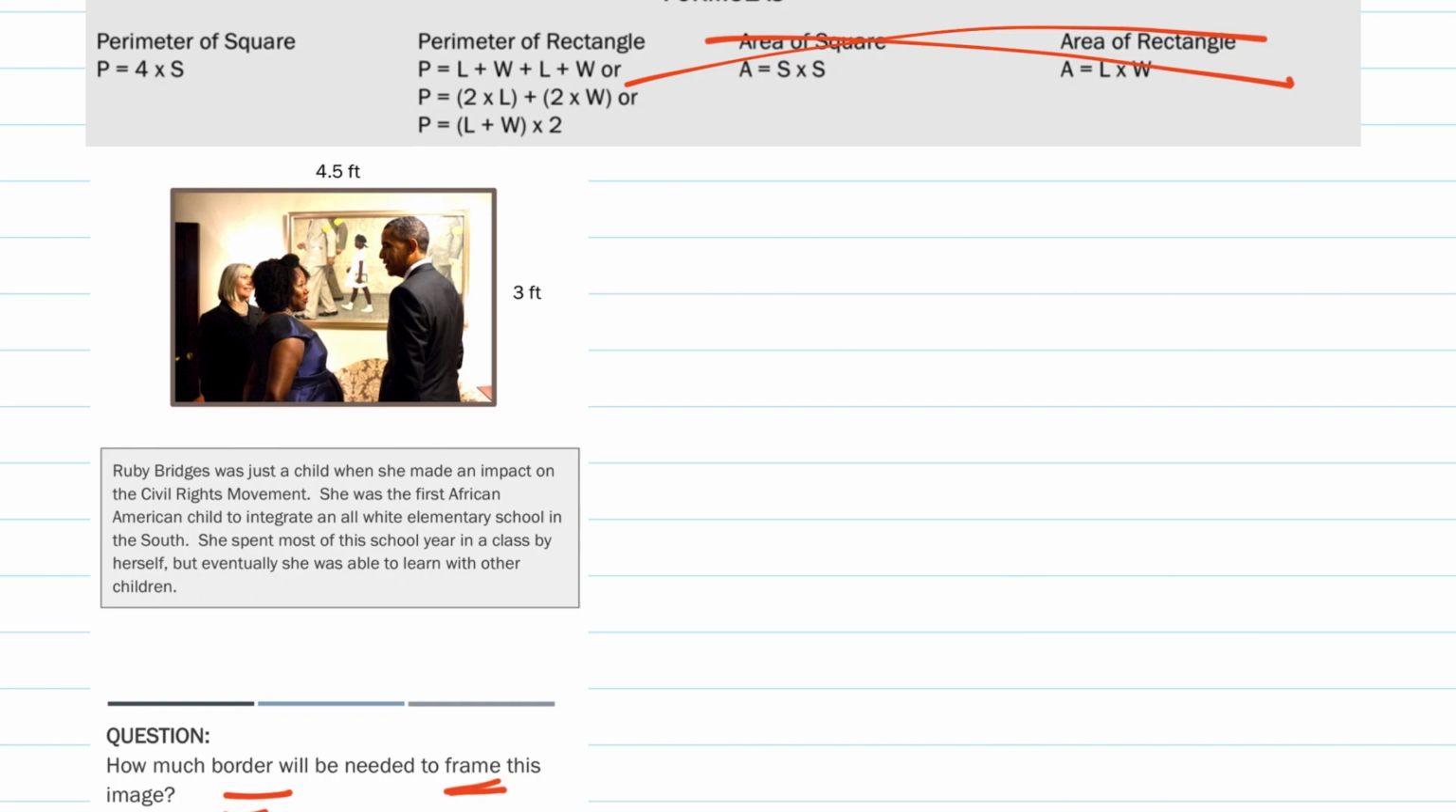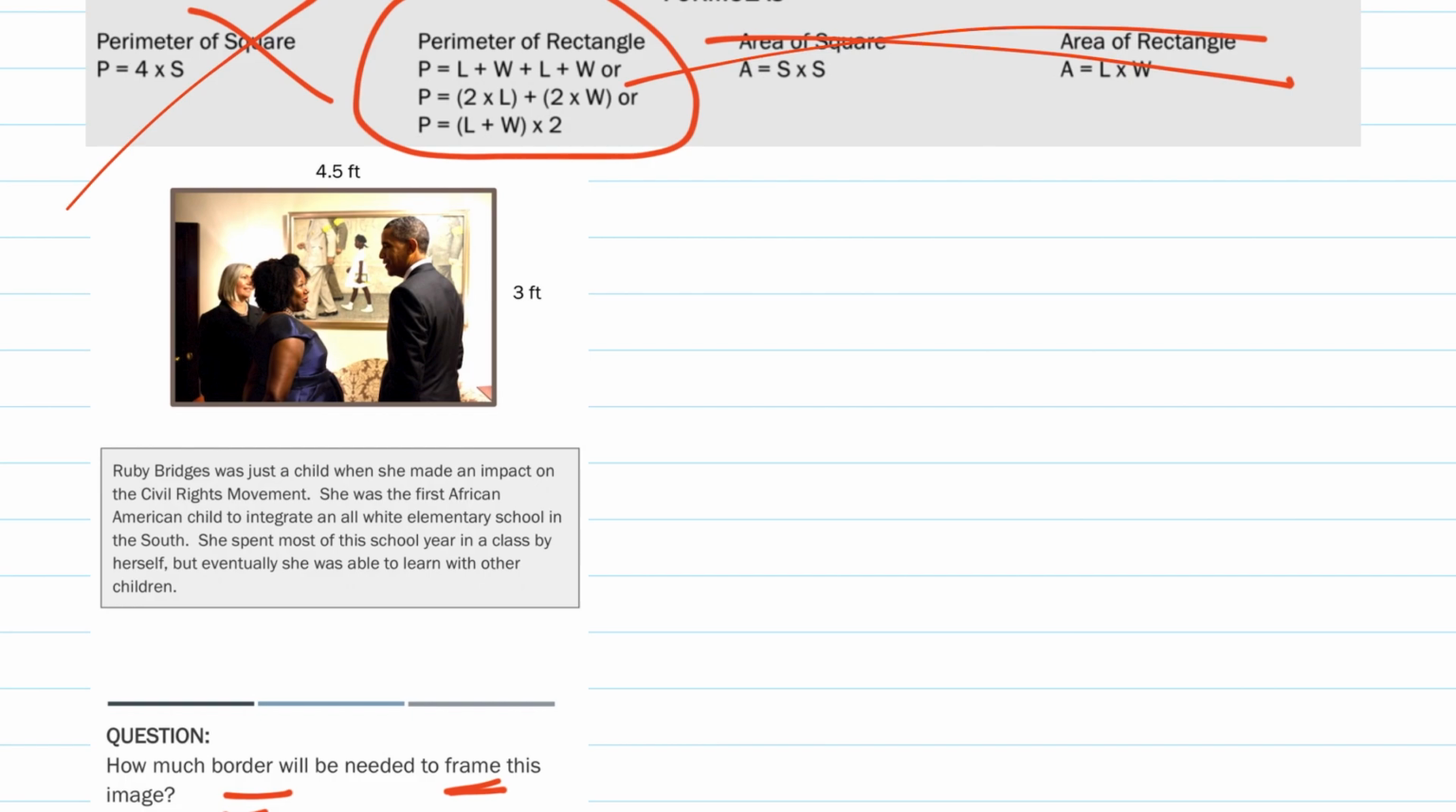I have side lengths of 4 and 5/10 feet, as well as 3 feet. Would that be a square? Nope, because those sides are not equal. So yet again, I am looking at the perimeter of a rectangle, and I can use either of these equations.